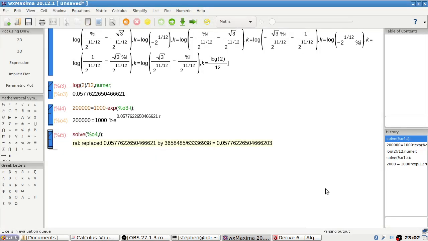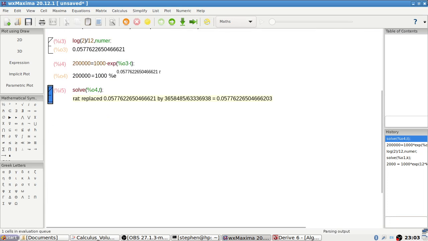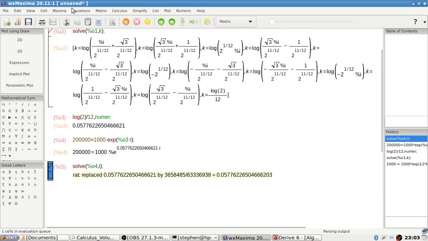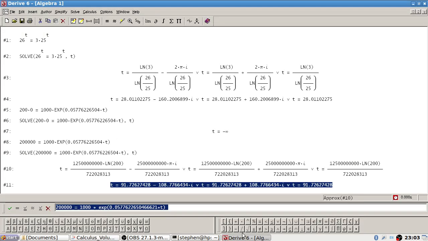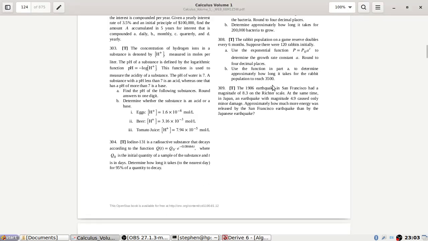Okay, I can't. Maxima, you really disappointed me. I'm going to finish this exercise off using Derive. Okay, the rabbit population on a game reserve doubles every 6 months. Initially 120. Use that to determine the growth rate constant a, rounded to 4 decimal places.